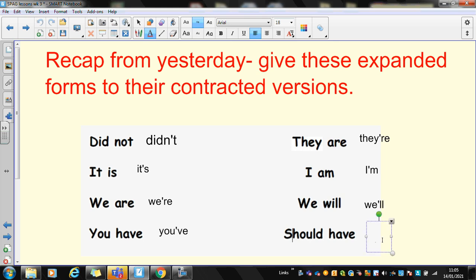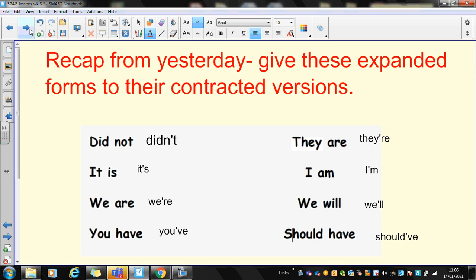And should have is should've. We should have gone outside. So you write the word should. We leave out the H and the A, so that's where the apostrophe goes, and then we put in the V and the E. Okay, so tick those if you got them right in your English books, please.